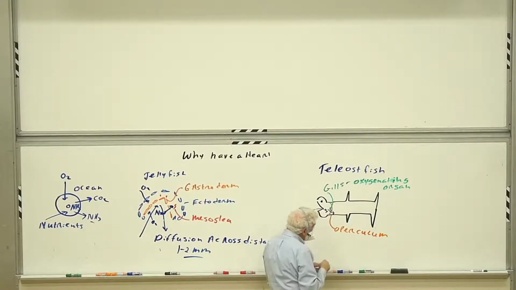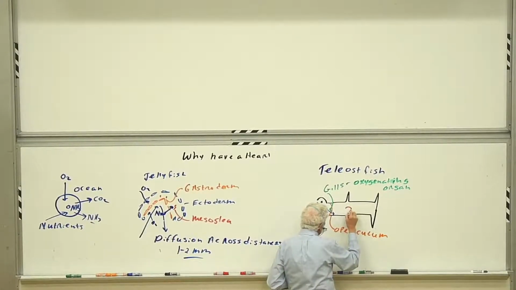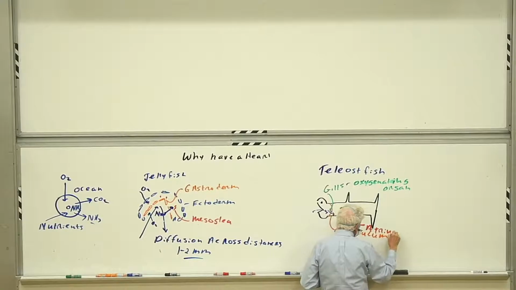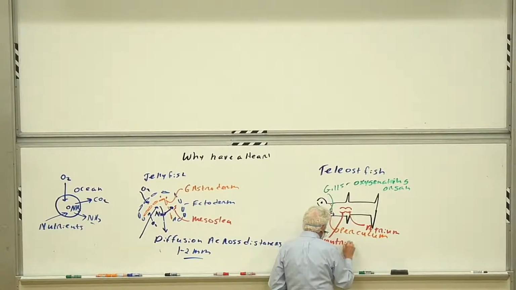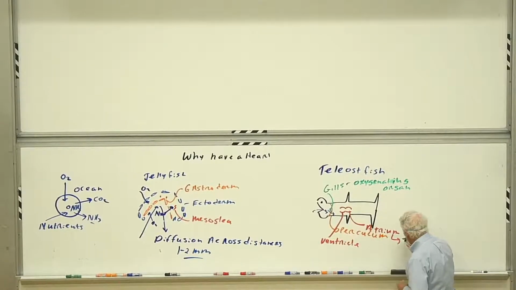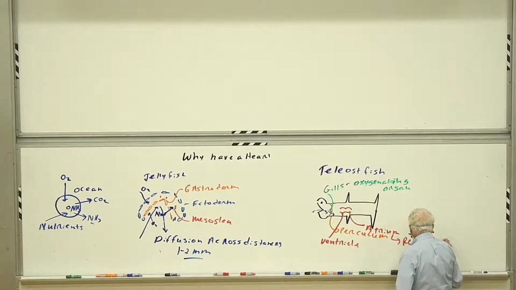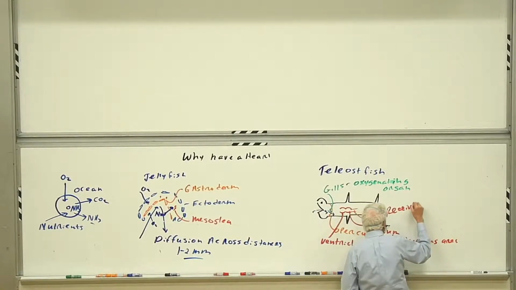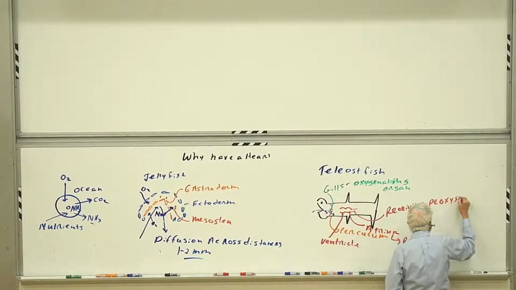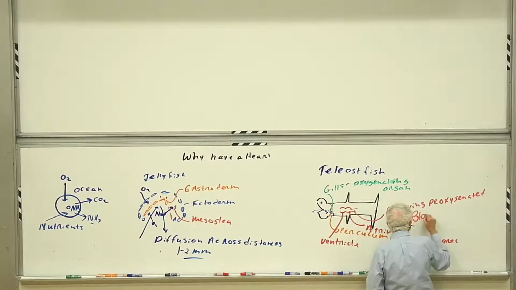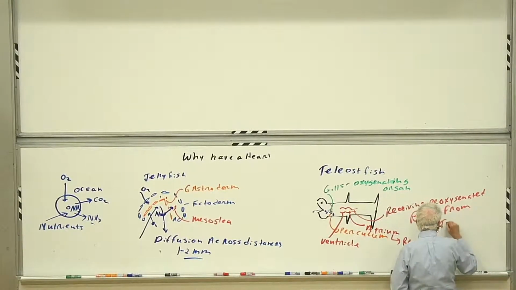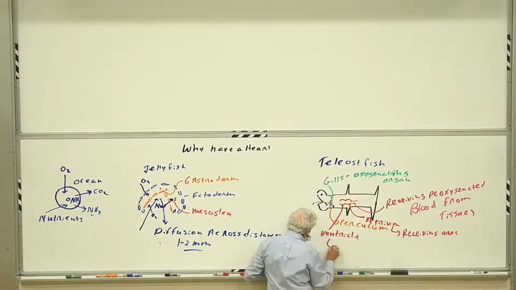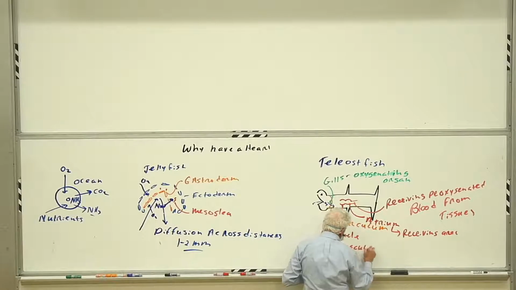Then the structure we're interested in today is the structure back here. This is what we're going to call the fish heart. The fish heart has two chambers: an atrium and a ventricle. The atrium is a receiving area, receiving deoxygenated blood from the tissues. The ventricle is the pump. This is the muscular pump.